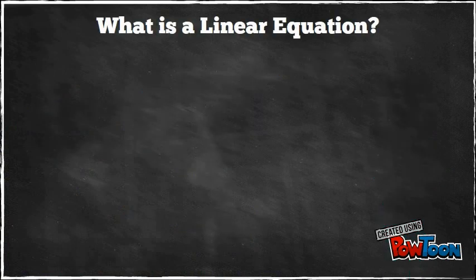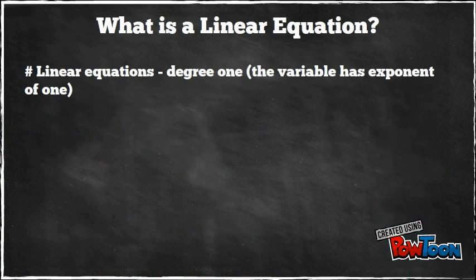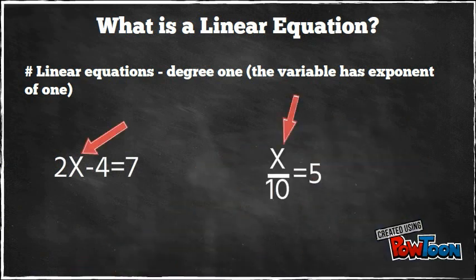What is a linear equation? Linear equations are equations of degree 1; the variable has an exponent of 1. For example, 2x minus 4 equals 7. x divided by 10 equals 5.